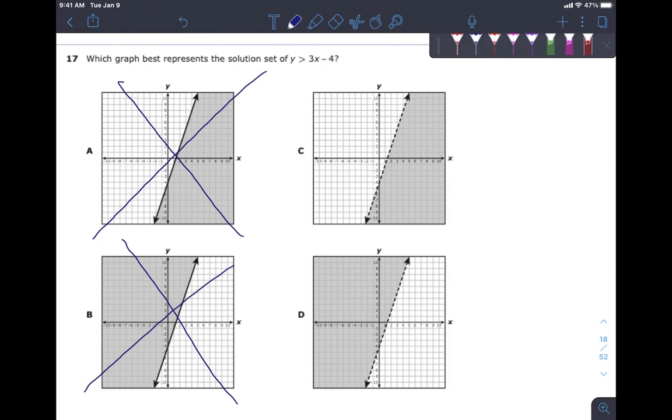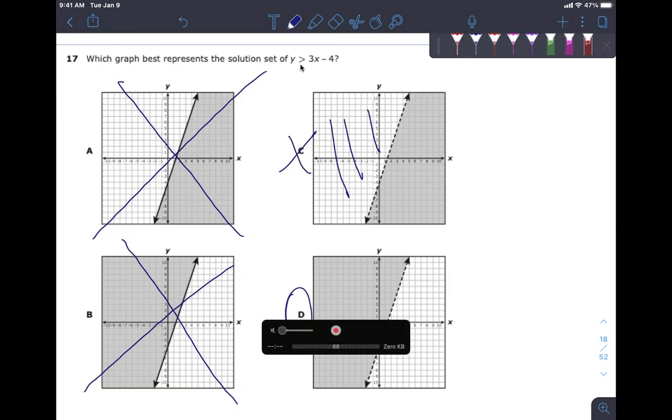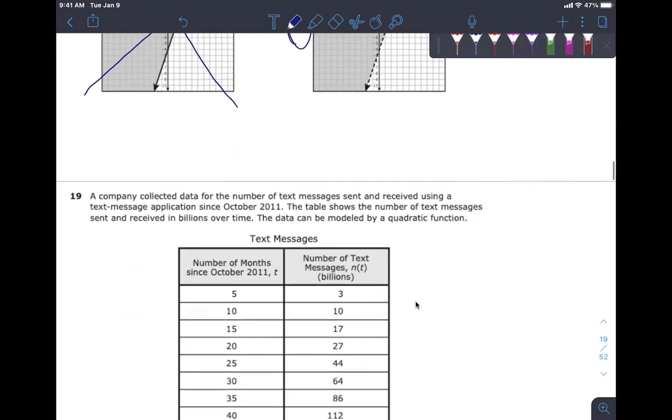So I look at it again. It says Y bigger. I should be shading up. So this is not shaded up, and this one is. I don't even need to verify beyond that. That is 100% correct. I could test a few points if I wanted to in the calculator, but that's not really necessary. Let's go ahead and take a look at number 19.